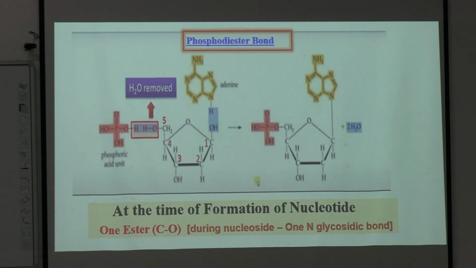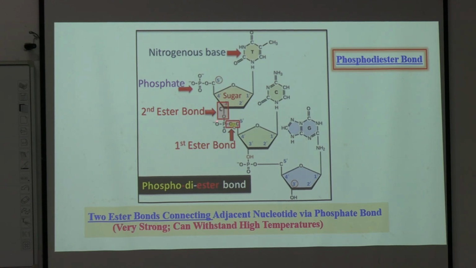So that's why I am telling you, at the time of formation of the nucleotide, there is one phosphate group. There is one ester group here, because this phosphoric acid is attached at the 5 position, so one water is removed. So one ester bond is formed here. This is number 1 ester. And during subsequent addition, the second ester is here. That is the reason why it is called a diester. So 2 adjacent nucleotides are joined together via a phosphodiester bond. This is a very strong bond and it can withstand temperature.